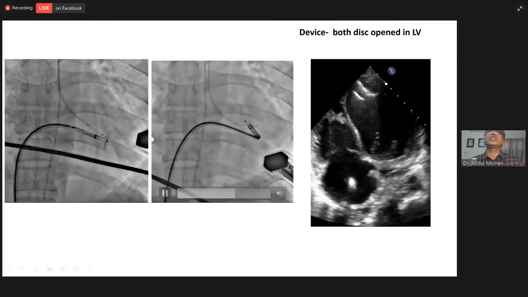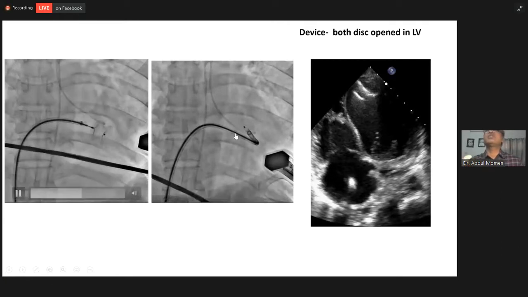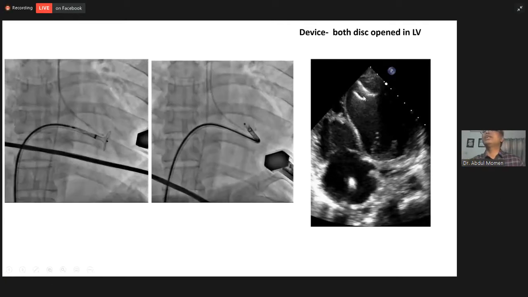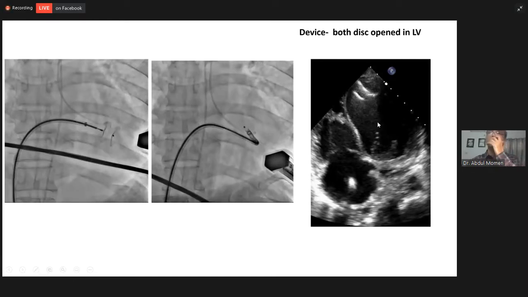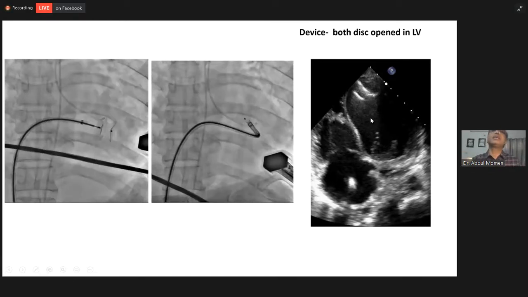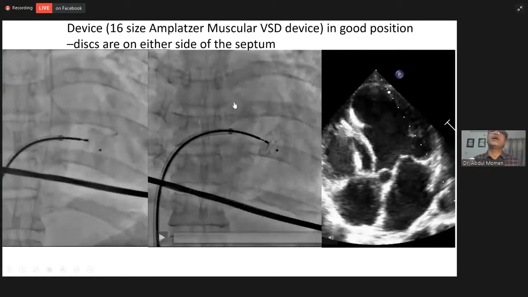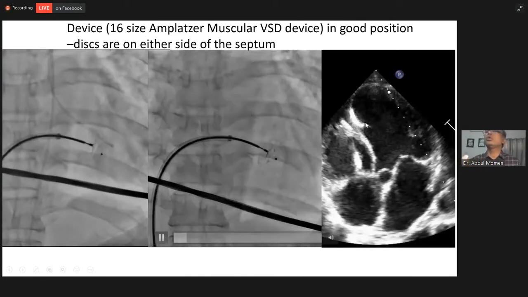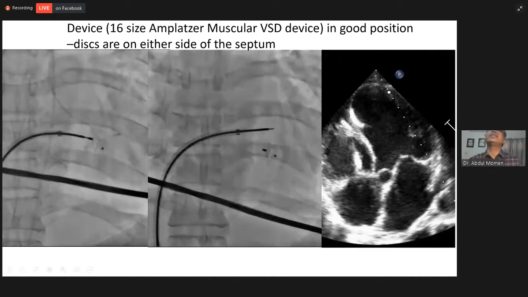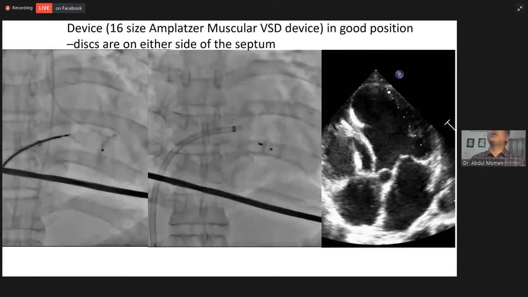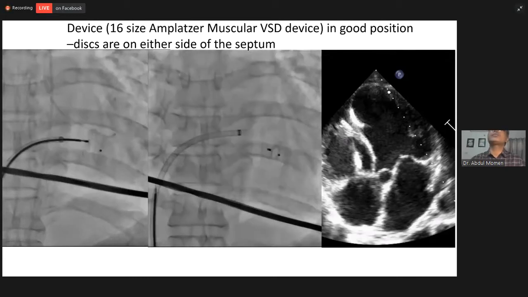We tried to negotiate the devices, but this time it failed, as is evident, because both discs of the muscular VSD device are in the LV. So this attempt also failed, but this time we succeeded, because both the discs are on either side of the VSR, and we released the device. The 16-size Amplatzer muscular VSD device was taken.